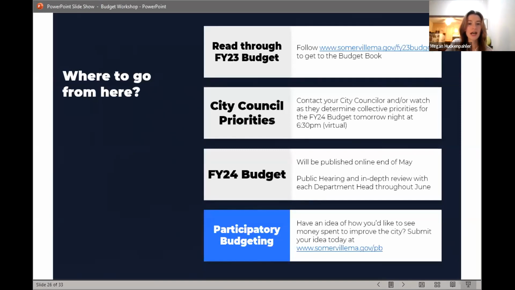Where to go from here? We'll go through each of these four individually, but I would start at the top. So reading through the budget on your own for departments that may interest you, if you want to review the strategic plans that the city has already set. If you're interested in the council priorities, that meeting is tomorrow. The fiscal year 24 budget, a lot of those items will happen in June, and you'll see it published online the end of May. And then we'll talk about participatory budgeting.